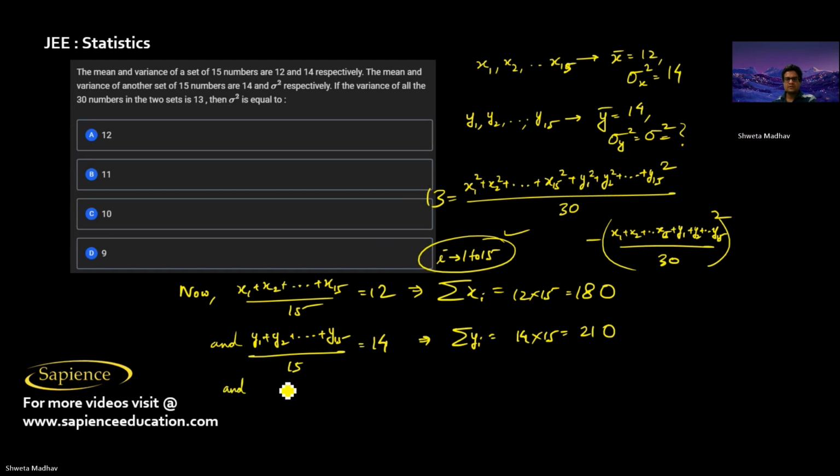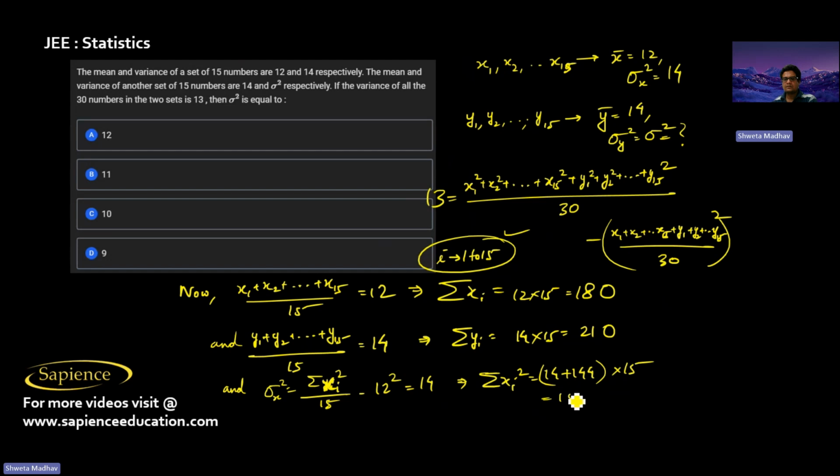And then you can say that sigma x square is equal to summation xi square divided by 15 minus x bar square, that is 12 square, which is equal to 14. So therefore, summation xi square would be equal to 14 plus 144, that is 158 into 15.